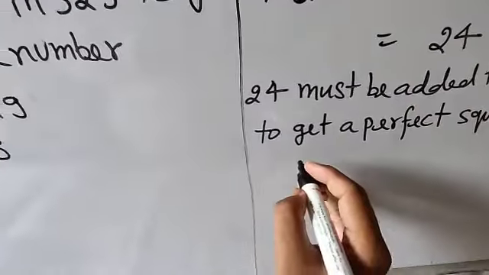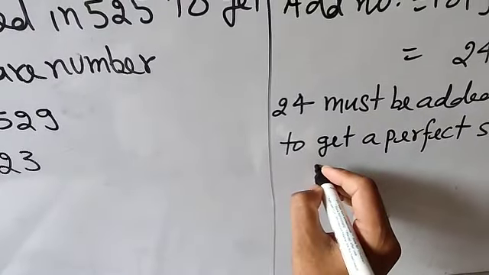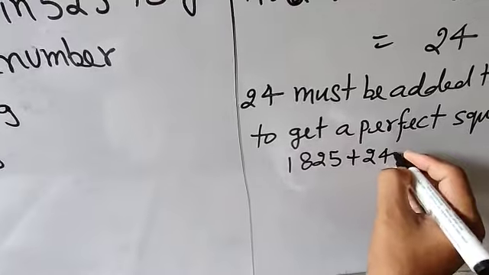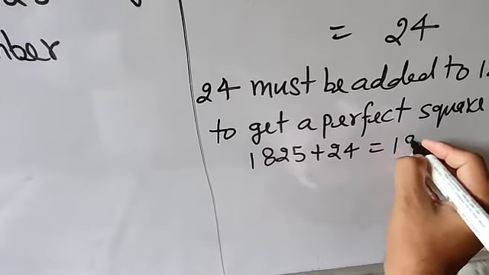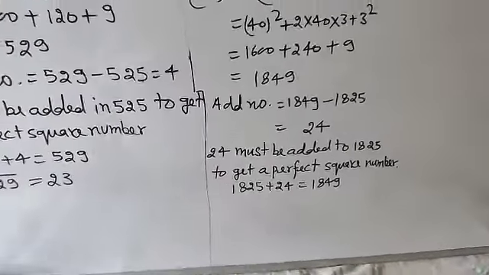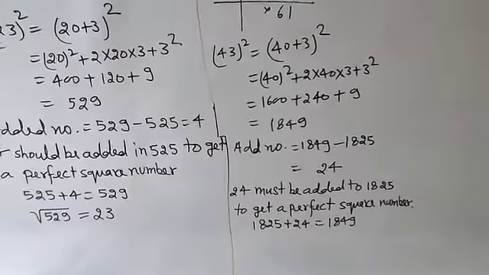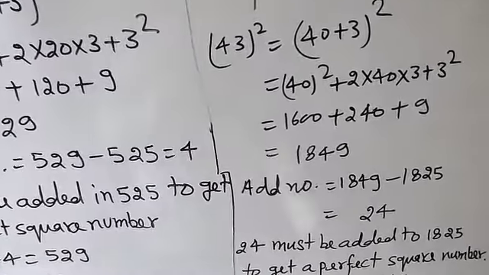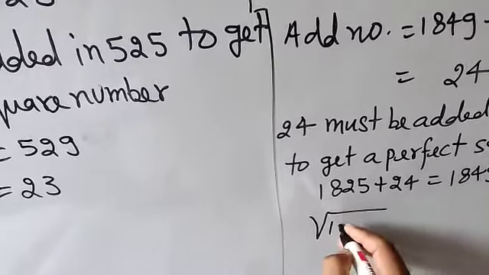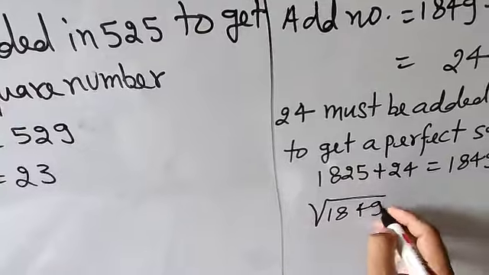Now if you are going to add 24, then the number will be 1825 plus 24, it is equal to 1849. It means 1849 is the perfect square number, and if you are going to add 24, the number will be 1849. And what will be the square root of 1849?